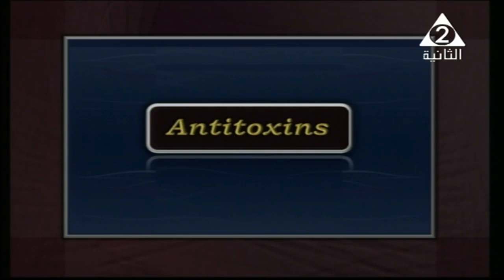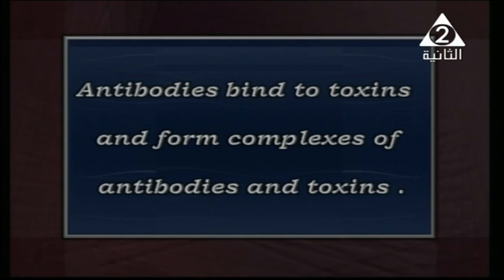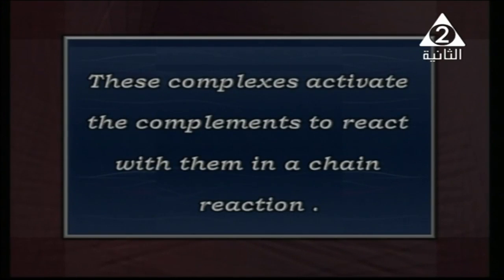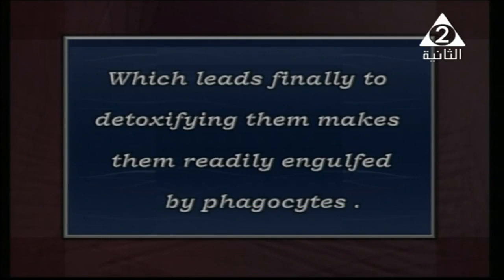After that, the last mechanism here by the antibodies is called antitoxins. This is the fifth one, remember that. The antibodies combine with toxins and form complexes. These complexes of antibodies and toxins activate the complements to react with them in a chain reaction, a reaction that will not stop in a short time. It takes a very long time to stop, so it is called a chain reaction, leading finally to detoxifying.